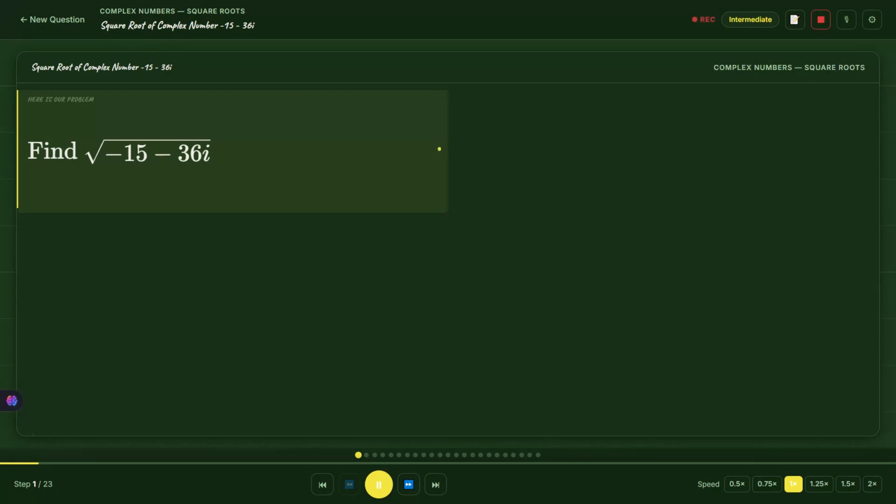Hey there, friend. Today we need to find the square root of a complex number, -15 minus 36i. Don't worry, we'll go nice and slow, one baby step at a time.